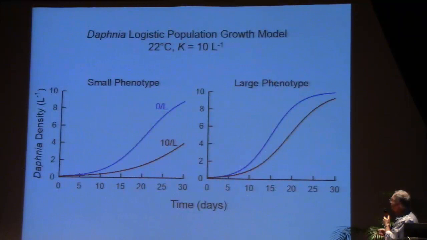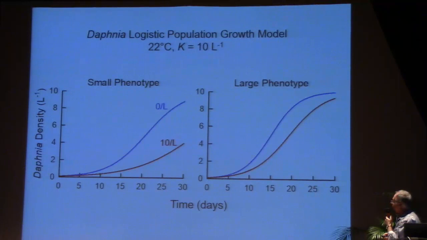So here are the first results for the growth model at 22 degrees with a carrying capacity of 10 per liter. For the large phenotype, you notice, of course, the blue line is no cyclopoid predation, the red line is 10 per liter cyclopoids. The large phenotype obviously is going to have some effect on the population growth rate of Daphnia, but it's relatively modest. And if you grow the animal for 30 days during this rapid growth period, by the end of that time, you don't see much difference in density between the Daphnia under those two cyclopoid predation models.